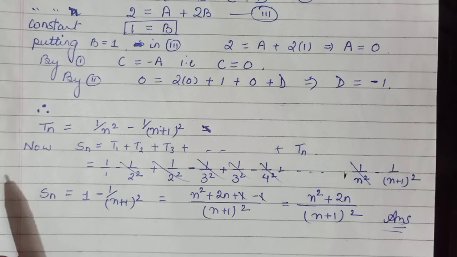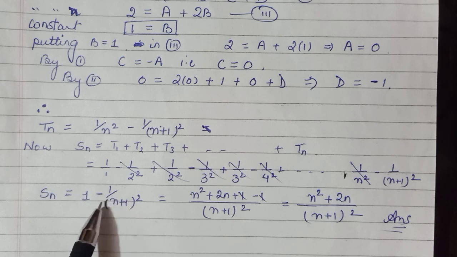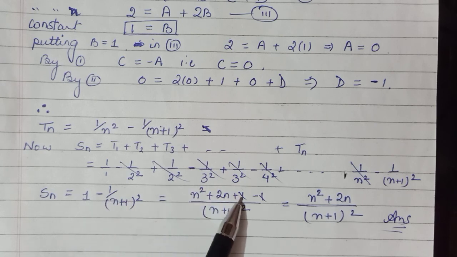Alright, now you can solve this further if you want. We can take LCM here, opening n plus 1 whole square here, things cancel, and in simplified form this is what you're getting your sum as. Okay.